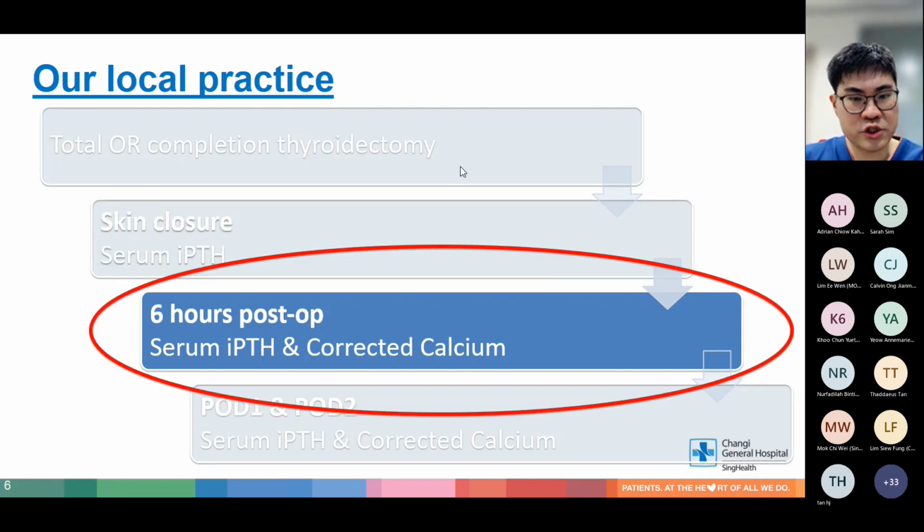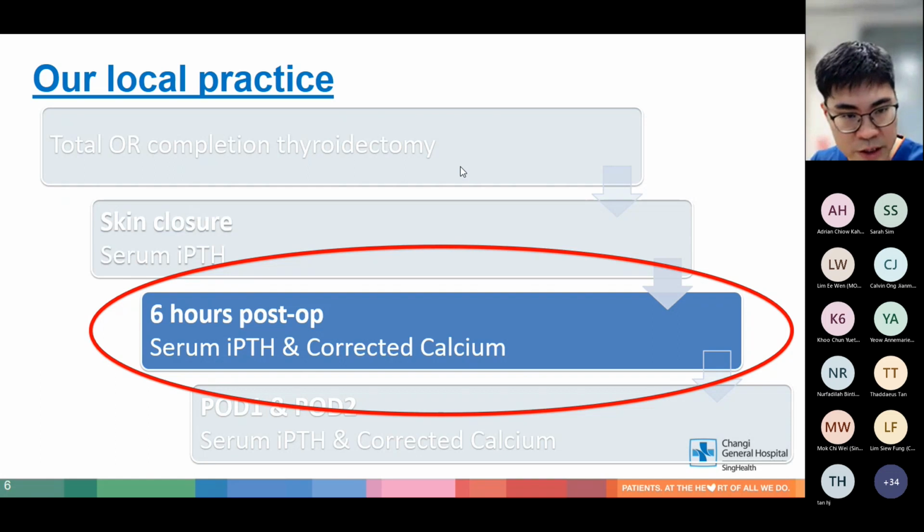Now looking at this chain, the most critical step that we found is the 6 hours post-op bloods. The reason is that the 6 hours post-op usually tends to be in the middle of the night. I don't know about you guys, but I am not so hardworking. I will not stay back until 9, 10 o'clock just to trace out the bloods, so I will usually leave it to the on-call team.